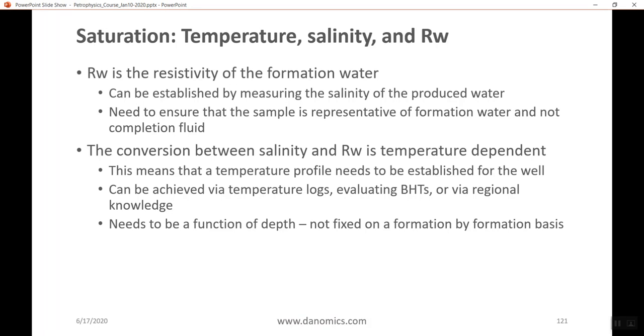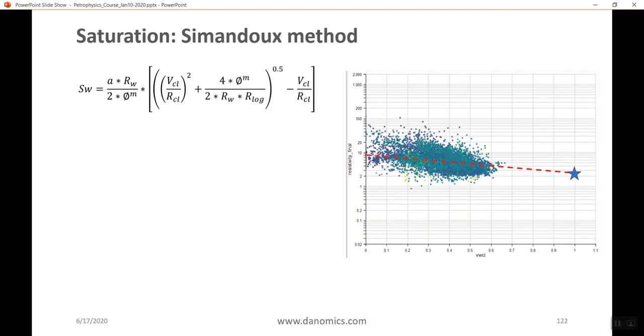There are a lot of ways we can get a temperature profile. You can measure the temperature directly from the logs. You can look at the bottom hole temperature in a well and then calculate a gradient back to the surface temperature, or you can put this together through regional knowledge. And of course, your temperature is a function of depth, which means that Rw in many cases is a function of depth. So this is not something that's a constant over the entire wellbore.